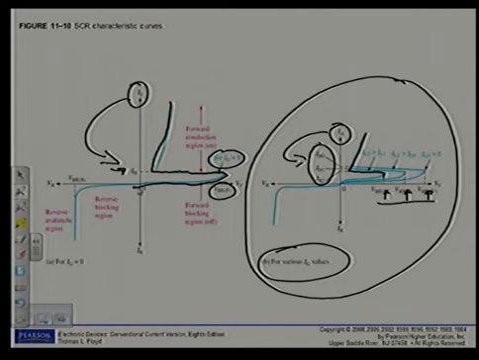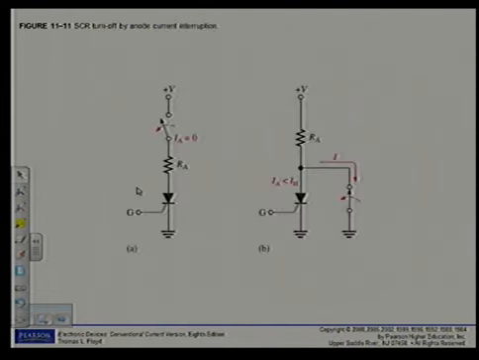Alright, so that is the SCR's characteristic curve. Remember to include all the labeling to be able to get your marks. Alright, then we also have to know how to turn this device off. I'm going to have a look at a few methods to do that.